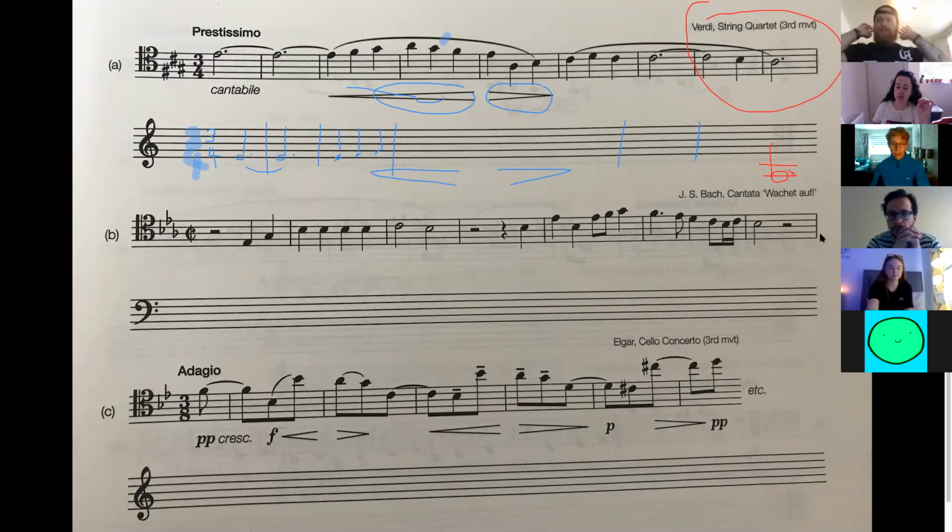Anybody got any questions at this point? No? Okay, so let's have a little look at the next one then. Next one's a little bit trickier. So, okay, what's the first thing we put in, guys? What do we need to look at? The key signature. This time we're in bass clef.